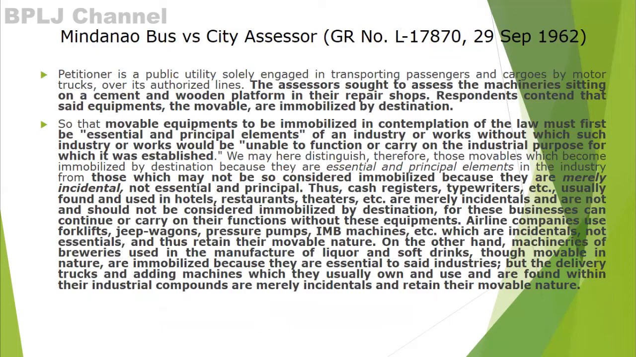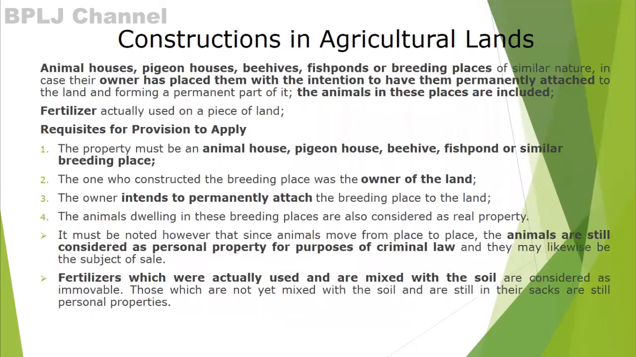So if it is merely incidental, they remain to be movable properties. They remain to be personal properties. They are not immobilized if they are not essential and principal elements of the business or industry. Okay, that is what is important in the case of Mindanao Bus. Okay, we now move on to the other types of immovables.